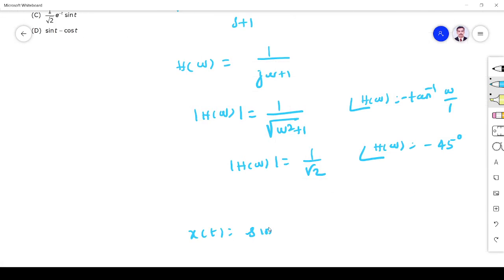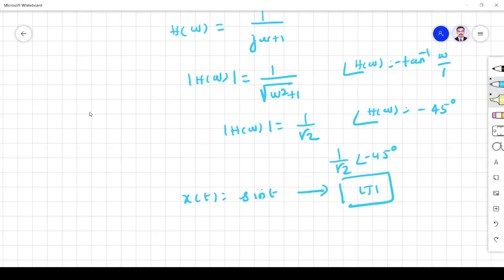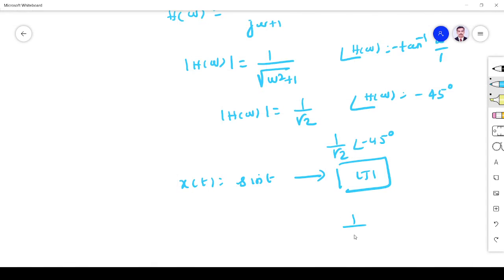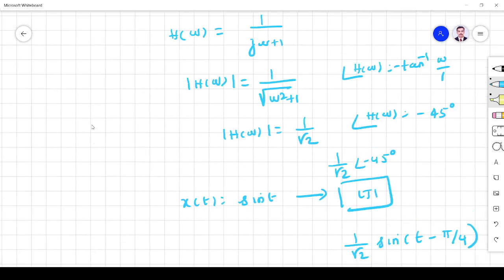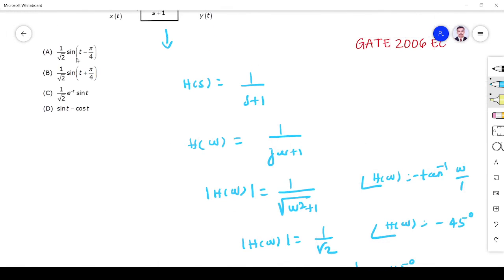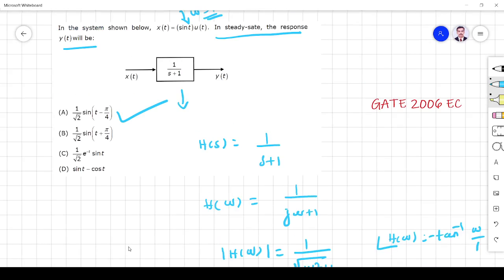The input is sin t. It is passing through an LTIC system with magnitude 1 by root 2 and phase minus 45 degrees. What will happen? In the output, the magnitude will be multiplied by 1 by root 2, and the phase will be shifted by 45 degrees, pi by 4. So the output is 1 by root 2 sin of t minus pi by 4. So option A is the right answer.